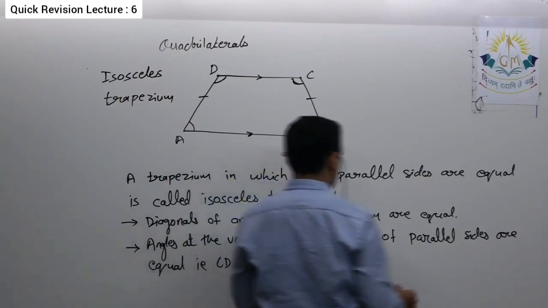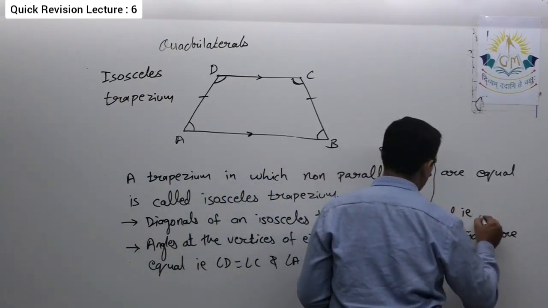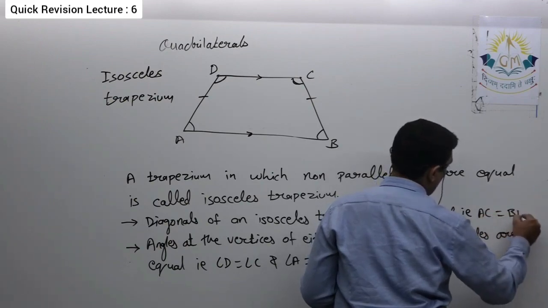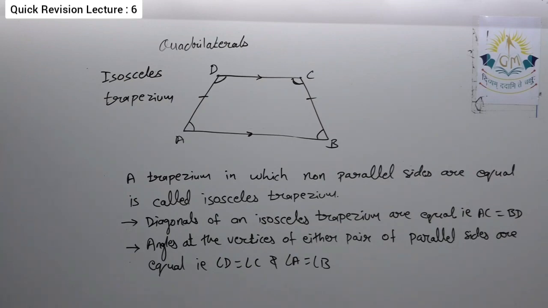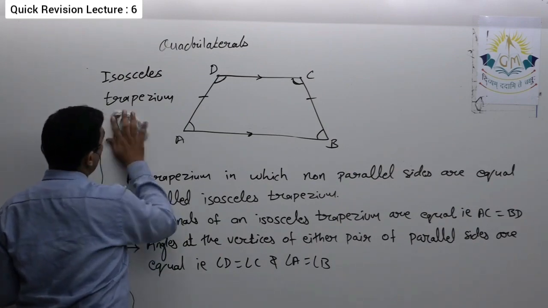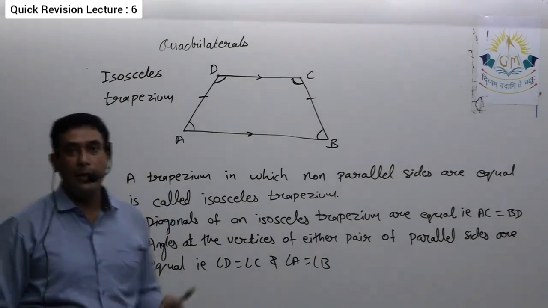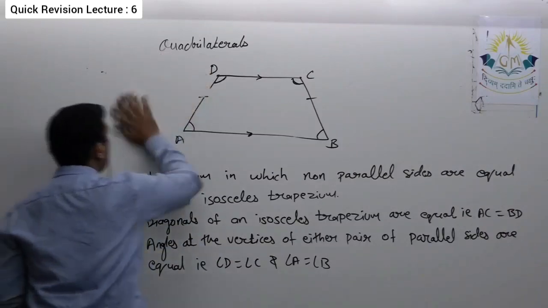Okay, diagonals of an isosceles trapezium are equal. That is, AC is equal to BD. So these are the properties of an isosceles trapezium. Okay, now next we will see the parallelogram and the types of parallelogram along with their properties.